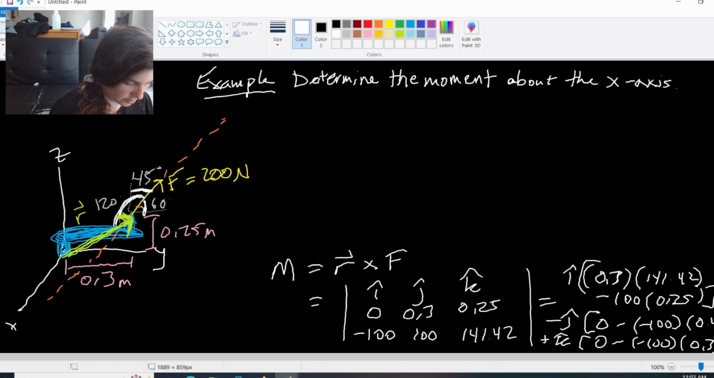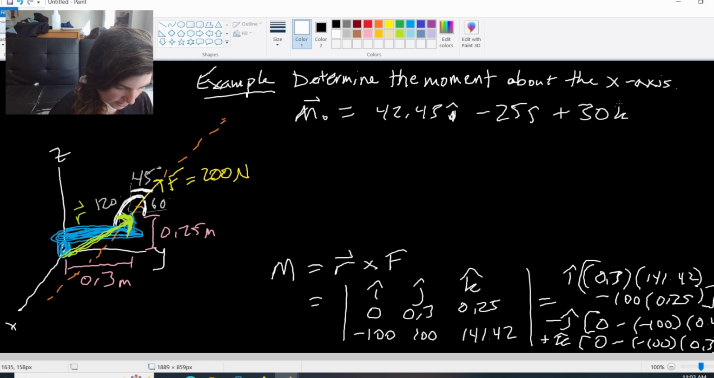I'm going to plug all those into my calculator so that I get the moment. This is the moment vector about the origin, right? About the origin, it's going to be 42.43 i hat minus 25 j hat plus 30 k hat. So that's the moment about the origin. That was my step 2.